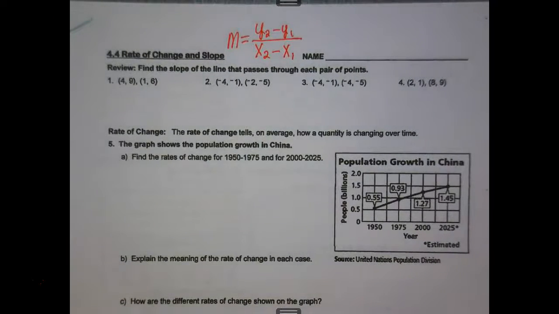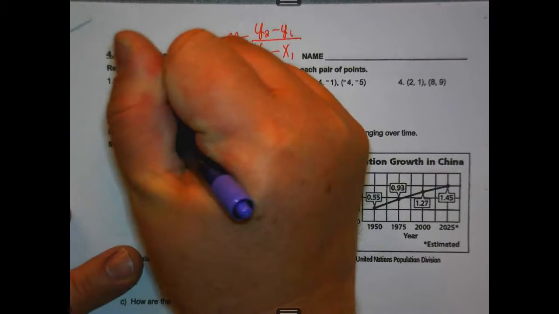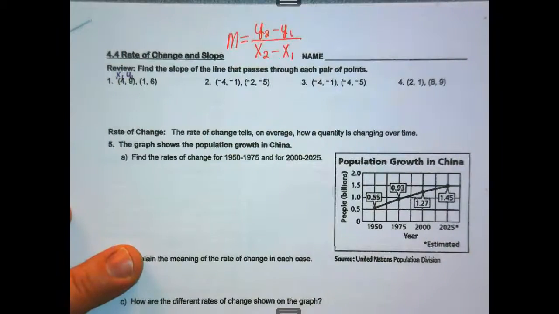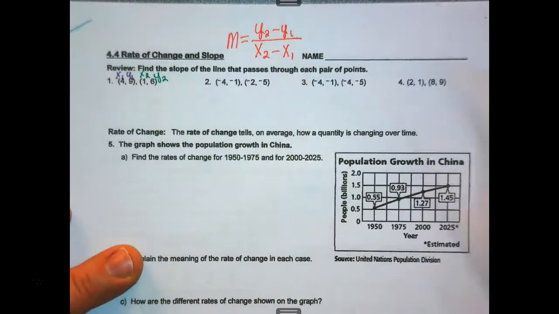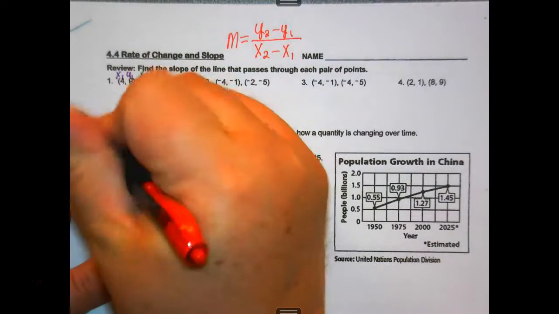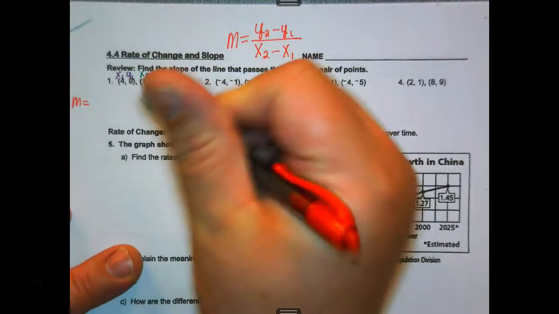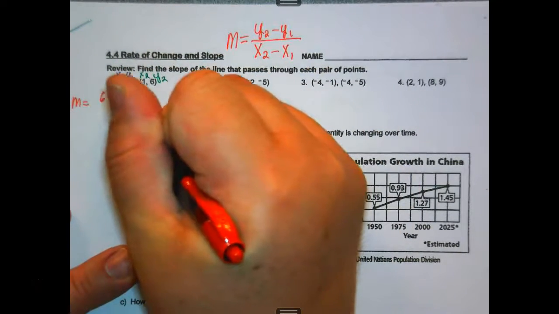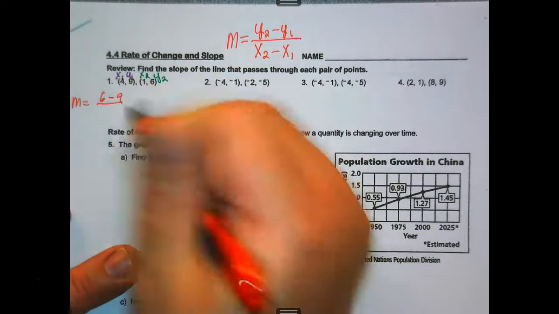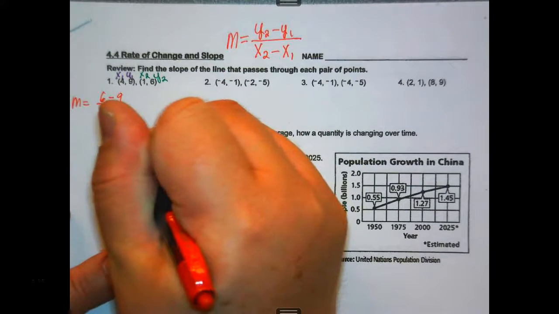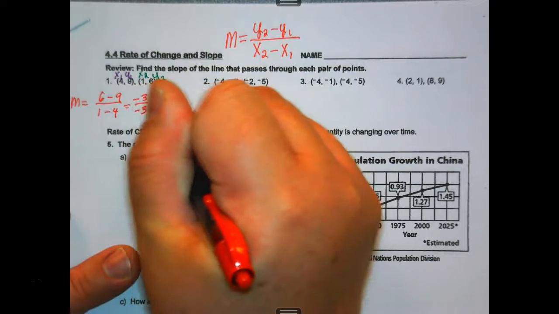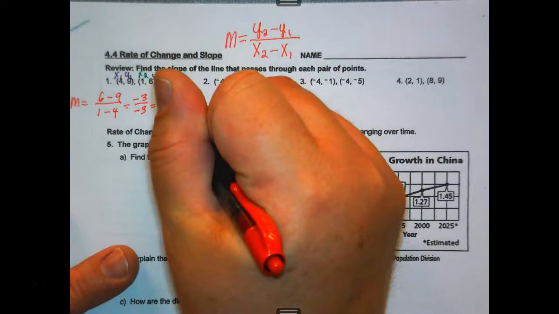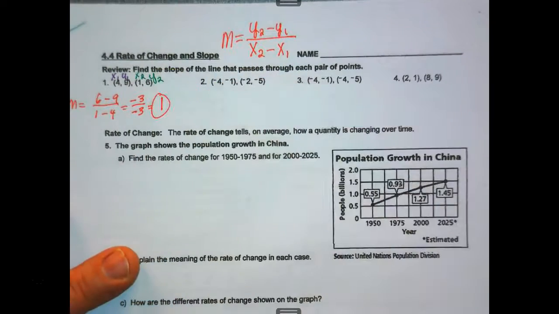All right, number one. See, I have x1, y1, x2, y2. So my slope equals 6 minus 9 over 1 minus 4. I get negative 3 over negative 3, which equals positive 1, or 1 over 1.